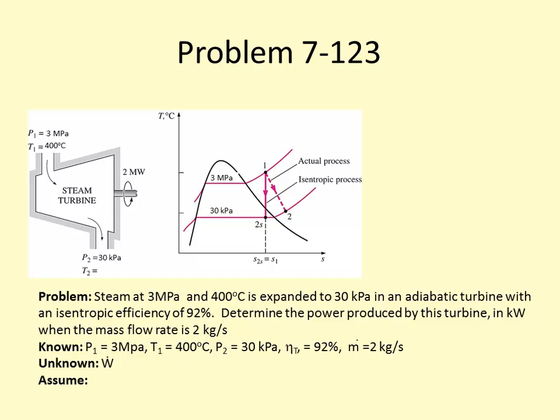Okay, now if we needed to determine the actual temperature out of our turbine, how do you think we could go about doing that? Solve for H2. Solve for H2A. Okay, so we now know this, we know m dot, and we know H1. We can solve for H2A and use that to find the actual temperature. Okay. Any questions on this? All right.